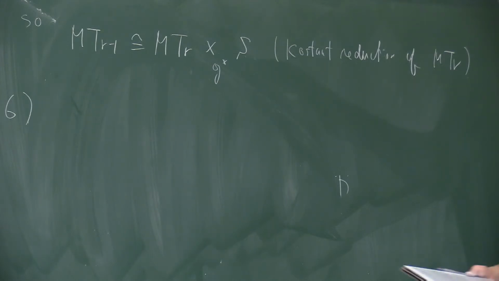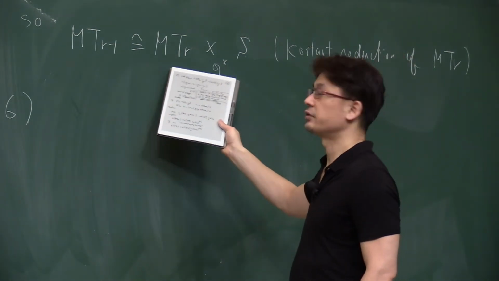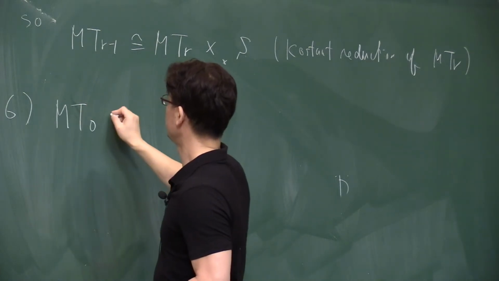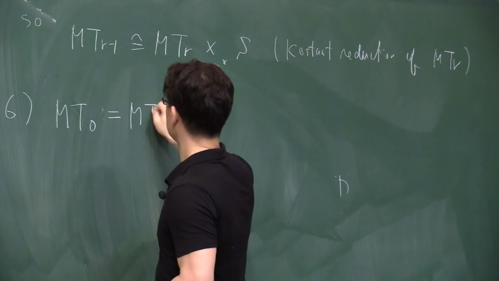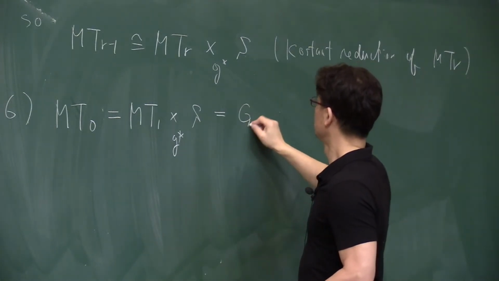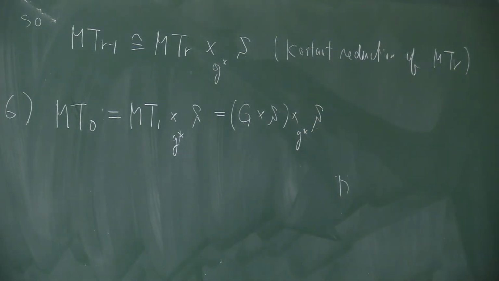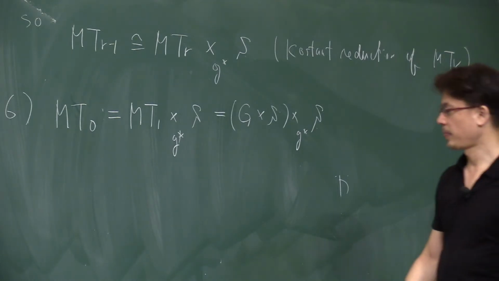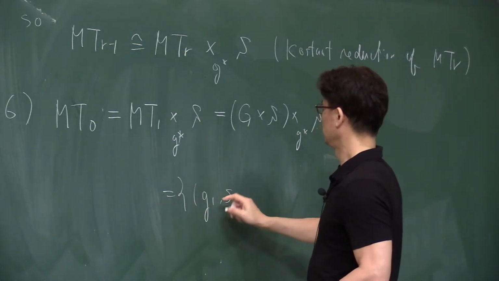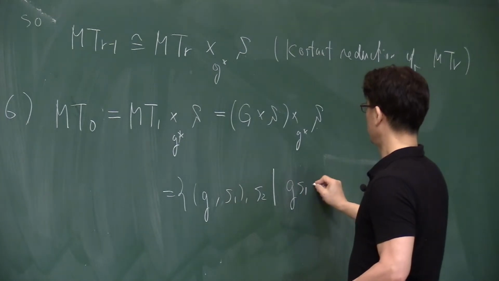So MT_R is only defined for non-negative R, but you can view this as a definition of MT_R, and then you can also try to define MT_0 as the Kostant reduction of MT_1, which is G cross S times S. So let's look at what it is. So this is a triple such that g s1 equals s2.